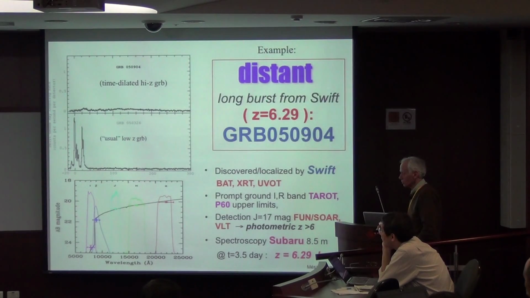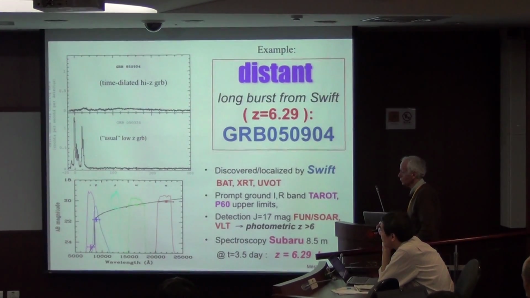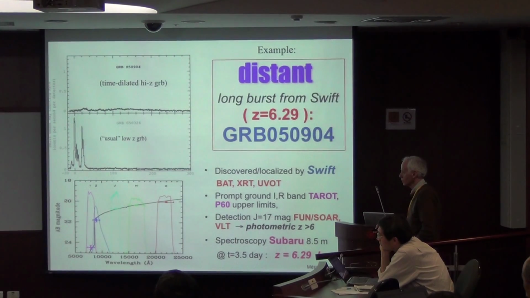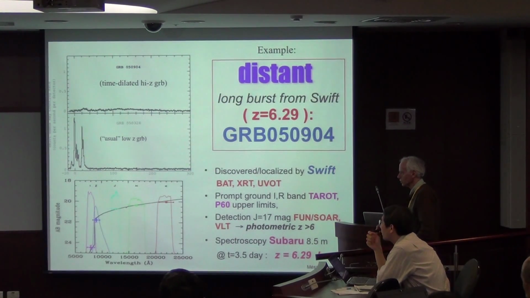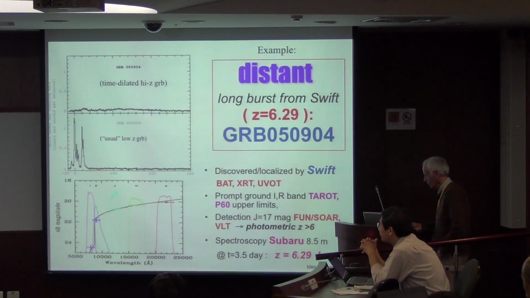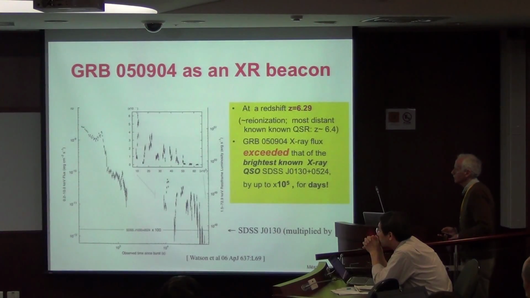Photometrically, it was argued that it was a high redshift. Then Subaru obtained the spectroscopic redshift, which confirmed the high value. In fact, it gave a much more accurate value. Before, photometrically, one just said it was higher than 0.6, but he put the exact value, unlike photometry.